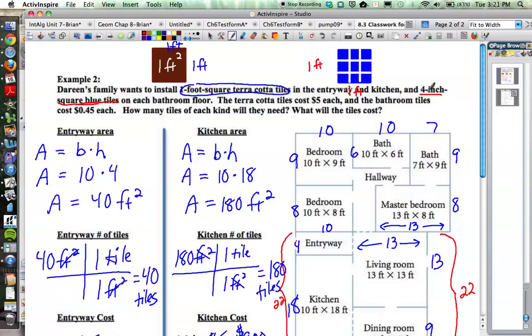How many of these 4-inch square blue tiles are there? Well, let's just think about it. 4-inch square means 4-inch by 4-inch. Well, how many 4 inches are there in 1 complete foot? Well, there's 12 inches in a foot, so 4 plus 4 plus 4 would give us that 1 foot right here. So think about how many tiles that would mean for 1 square foot. Count them up. That would mean that there are 9 of these tiles. So there's 9 blue tiles in 1 square foot.